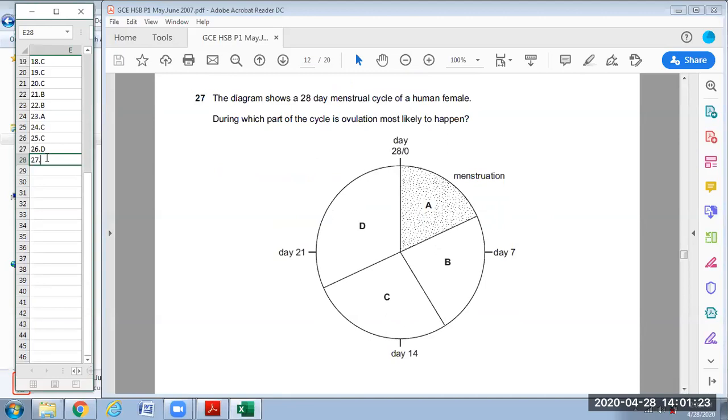The diagram shows a 28-day menstrual cycle of a human female. During which part of the cycle is ovulation most likely to happen? C. Day 14. Day 14, correct? C.